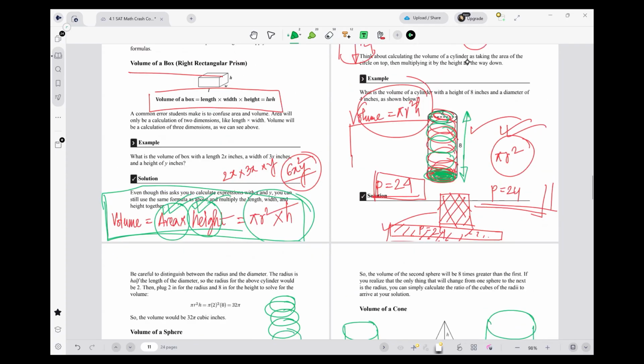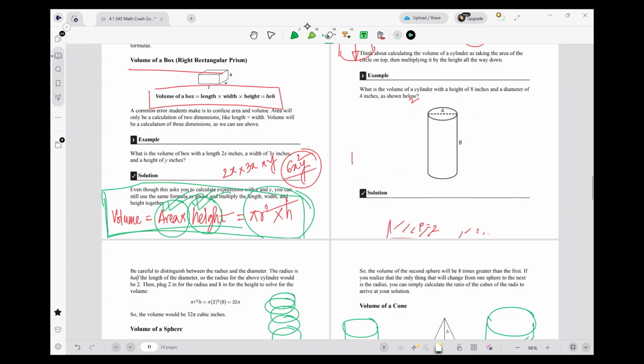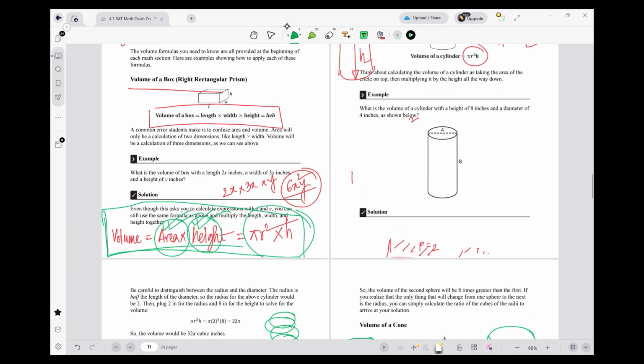Okay, all right. So, now focus on this problem. If you're interested in solving this problem, which is basically what is the volume of a cylinder with a height of 8 inches and a diameter of 4 inches. So this is a simple problem, right?